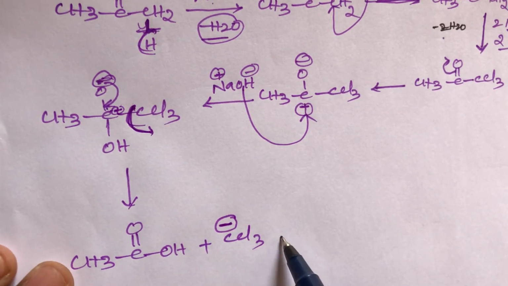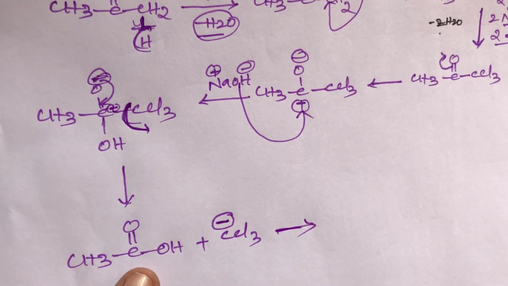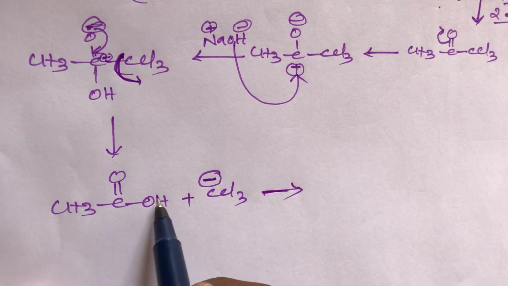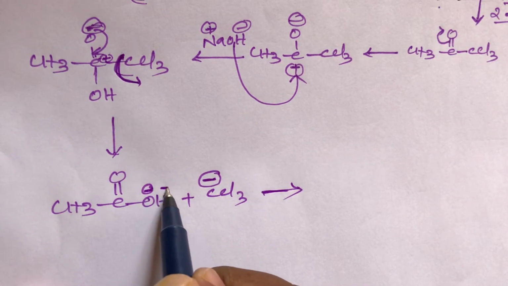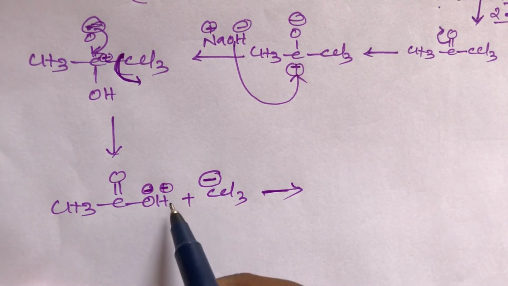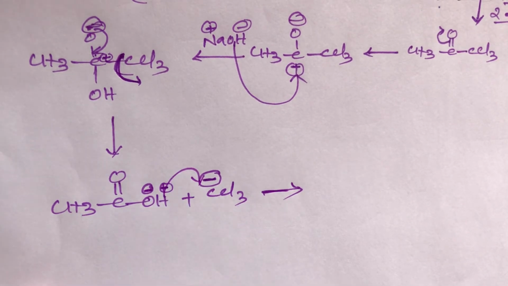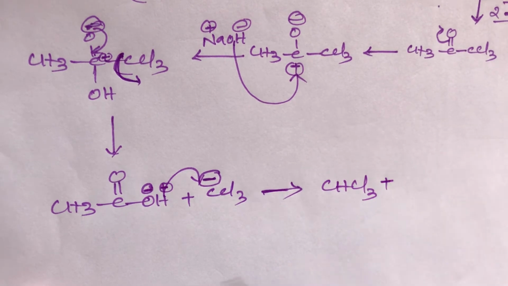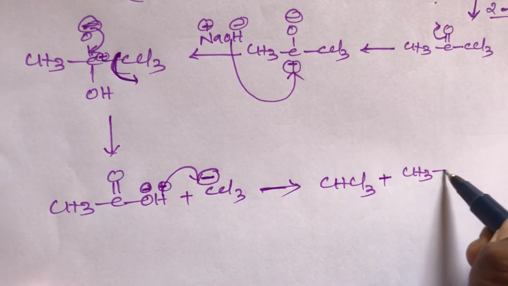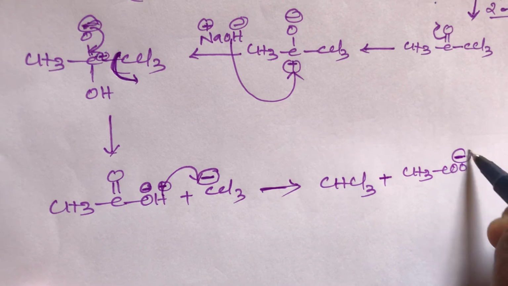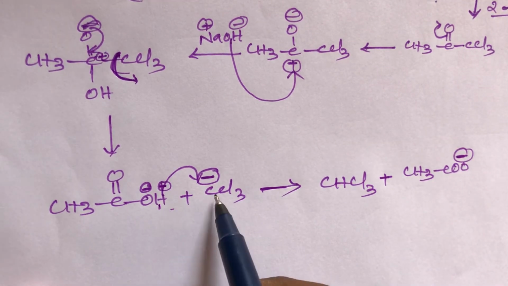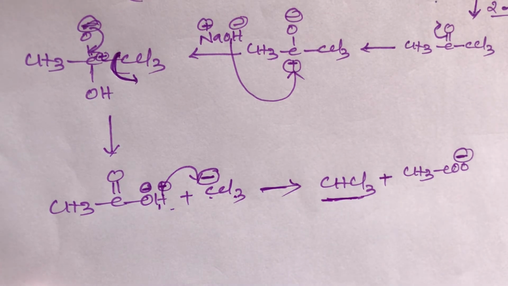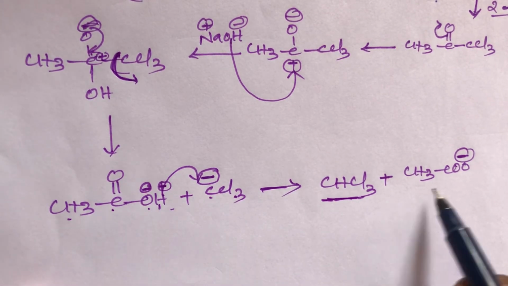Generally, this acidic hydrogen, this acid, gives one H plus. This H plus will combine with CCl3 minus. We get CHCl3 plus the remaining CH3COO minus, student. This CCl3 minus is converted to CHCl3, a neutral compound. Then after that, the remaining CH3COO minus is there.